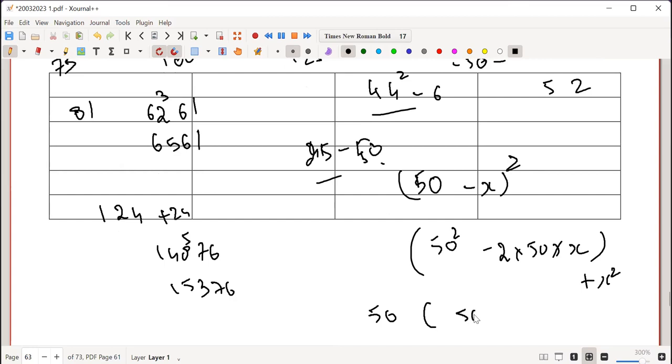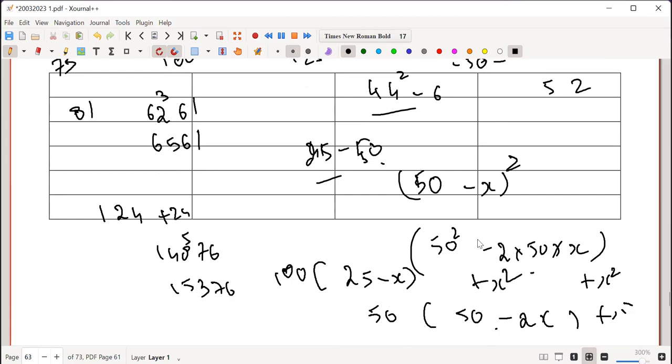It will be 50 minus 2x. I am taking another 2 common. It becomes 100 into 25 minus x plus x square. So it's 44, isn't it? 6 less than 50. 25 minus 6 is 19. 6 squared is 36. 25 minus 6, 19 into 100, 1900 plus 6 squared. That's the formula. So I have to subtract from 25, not from the same number.